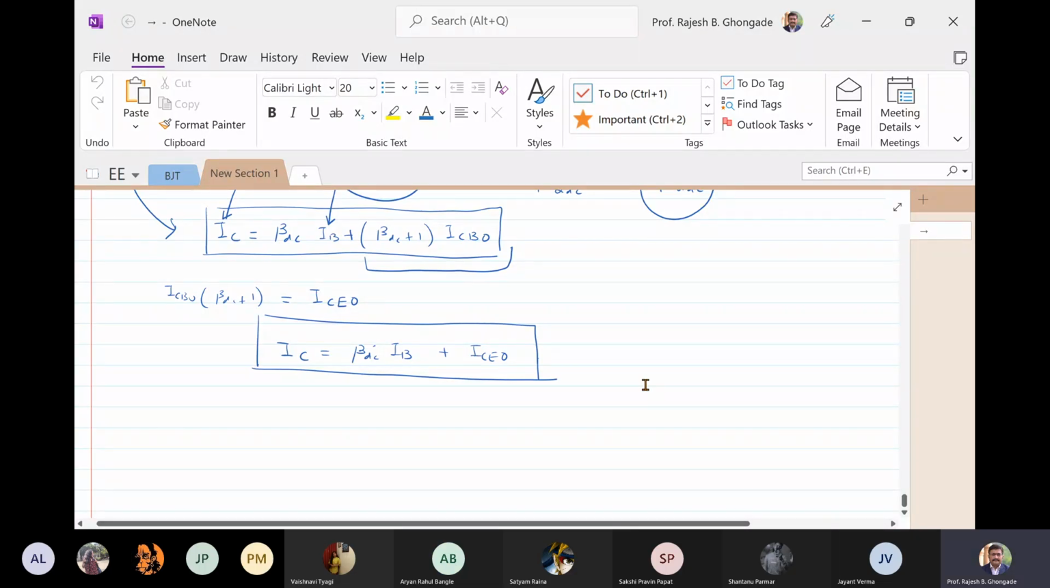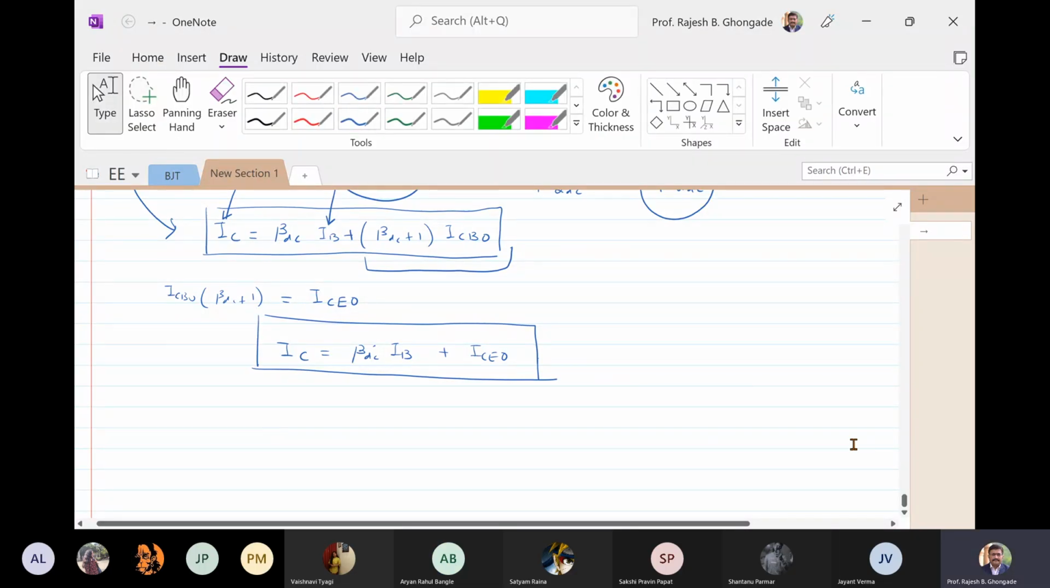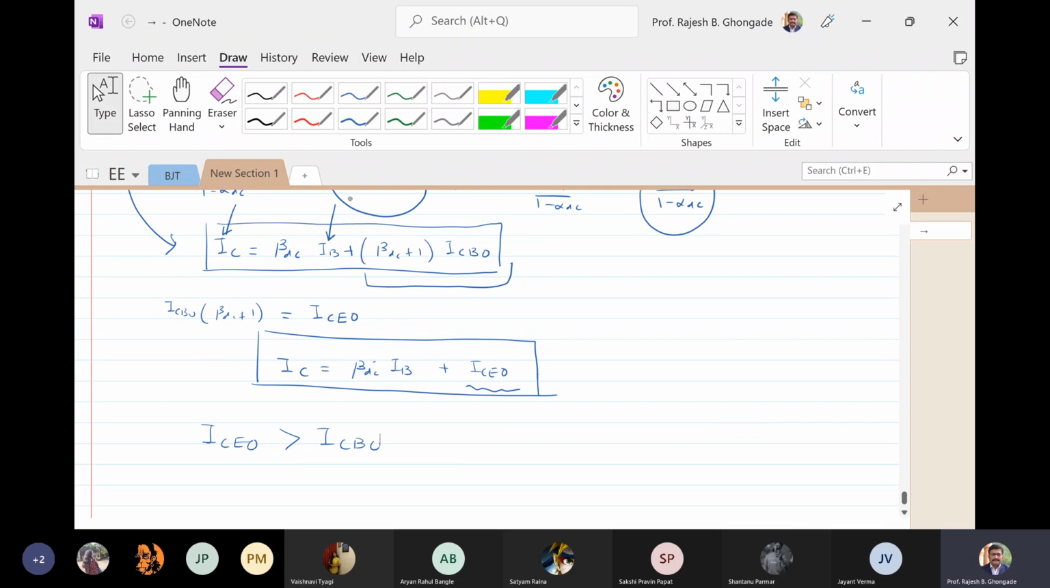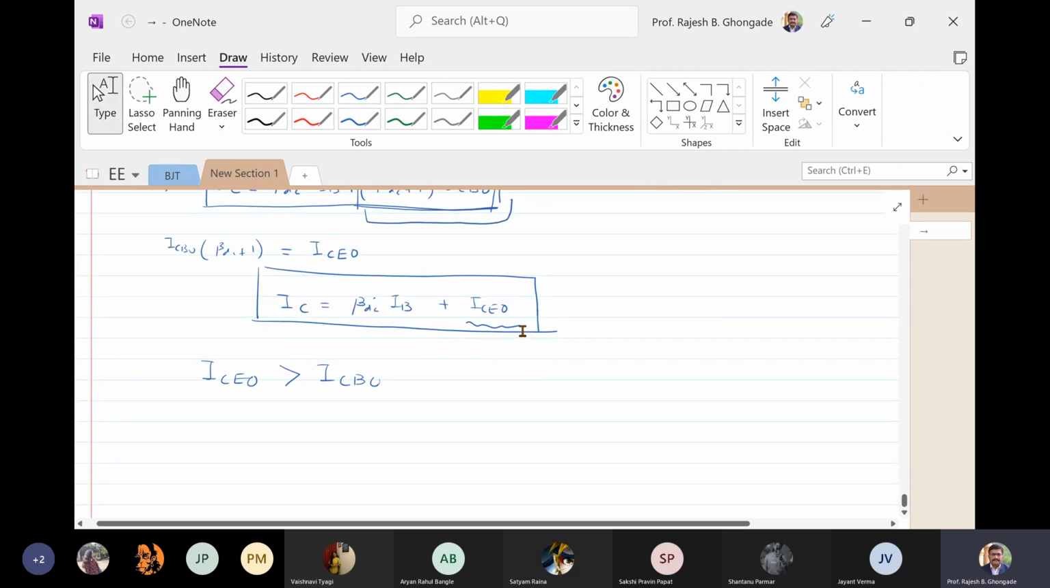So when we say that this is the current relation between the base current and the collector current, one thing is very prominent: it is going to have a different factor than in the common base configuration, and that is ICEO. Now this ICEO is greater than ICBO. That can be established from this equation itself, because this component we are calling ICEO, and obviously it is greater than ICBO.